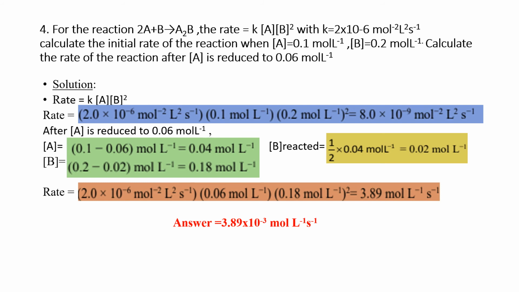Okay, and then B, how much B can react with that? So that you need to find. This is the 0.18. So if you need to square it, B square, so try B square. And if you multiply everything, you will get 3.89 × 10 to the power minus 3. 10 to the power minus 3 is missing here, so I'll write it over here. This is the answer for this reaction. Okay.